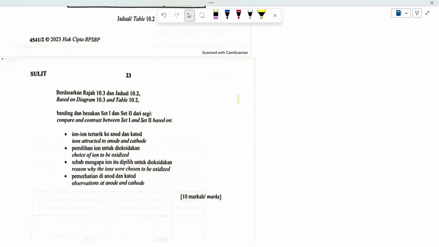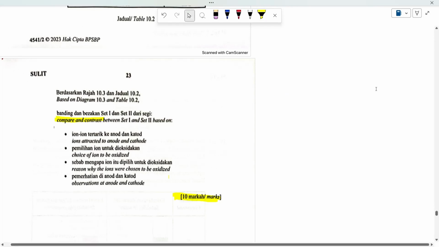Okay, compare and contrast. Set 1. Based on what? Based on the diagrams. So this one is 10 marks, right? If it is compare and contrast, we can build a table to present your answer.